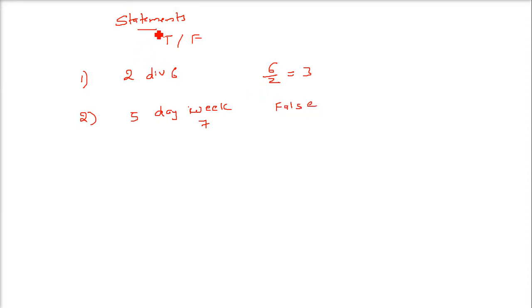Now that we have talked about statements, let us see what mathematical statements are. Statements involving mathematical relations are known as mathematical statements. For example, 2 divides 6 has some mathematics involved, so it is a mathematical statement. But 5 days in a week is not a mathematical statement because it does not involve a mathematical relationship.